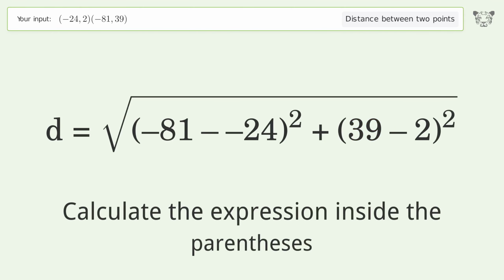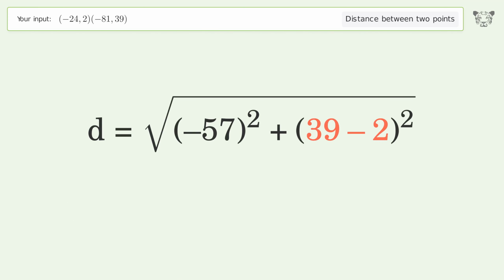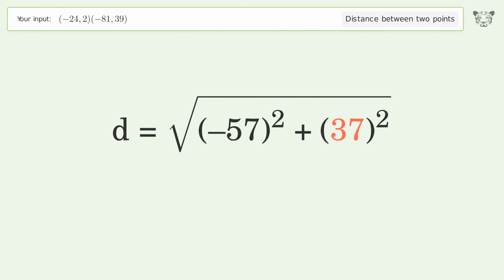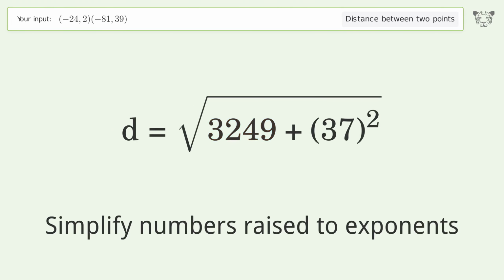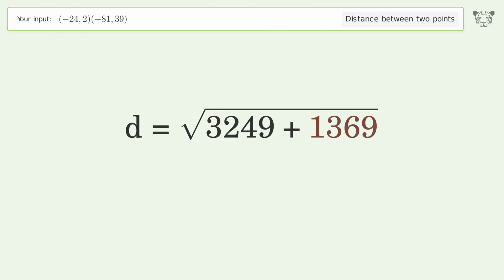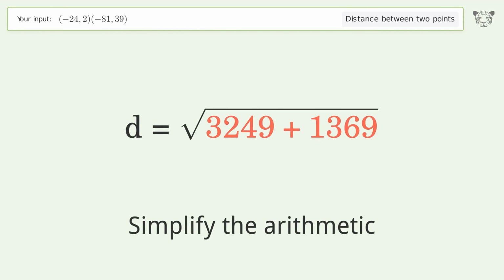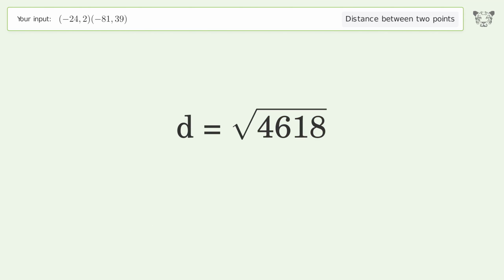Calculate the expression inside the parentheses. Simplify numbers raised to exponents. Simplify the arithmetic. And so the distance between the 2 points is the square root of 4,618, or 67.956.